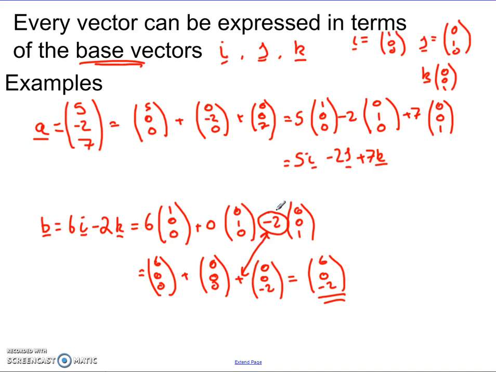We're able to interchange between these two. This is a fundamental thing when we are doing vectors. We have to be able to write it in terms of these direction vectors. It's quite important to be able to do.